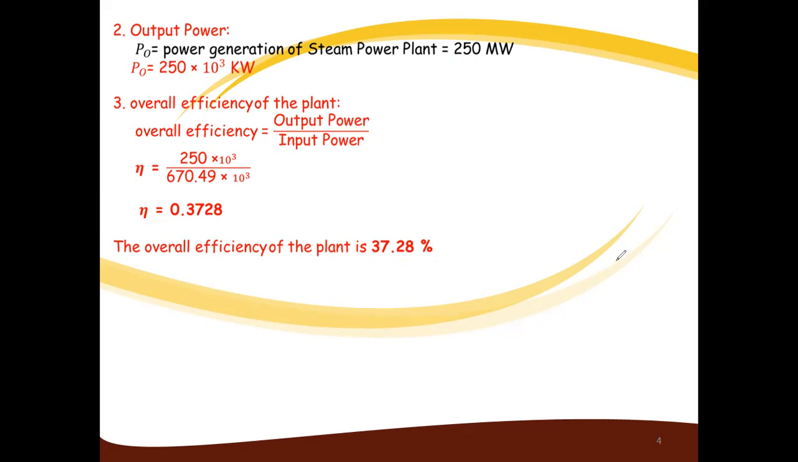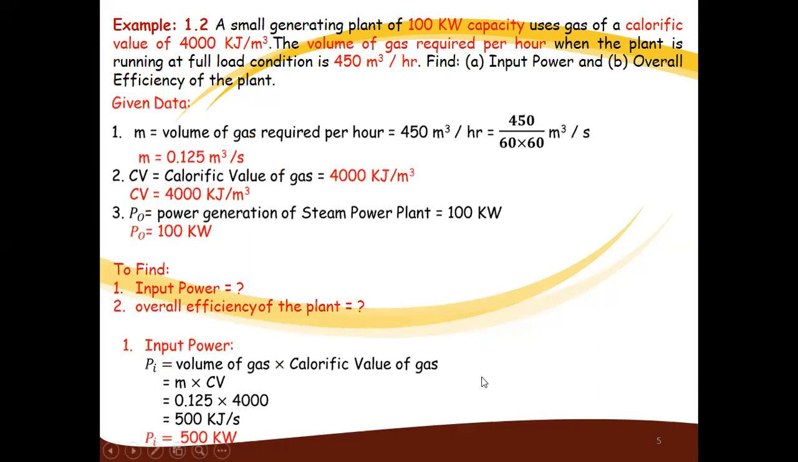Now we will see the second problem. So the second problem is again the same. A small generating plant has 100 kilowatt of capacity and uses a gas with a calorific value of 4000 kilojoule per meter cube. The volume of gas required per hour when the plant is running at full load condition is given as 450 meter cube per hour. So we have to find out the input power and the overall efficiency of the plant, because output power is given as 100 kilowatt capacity.